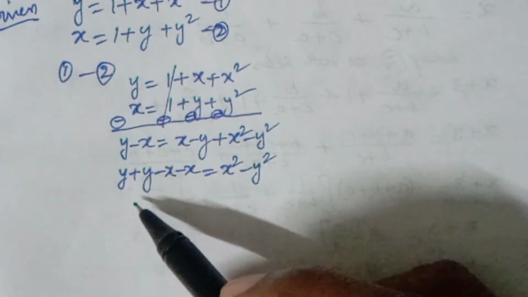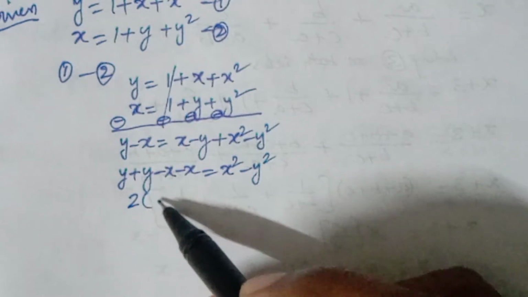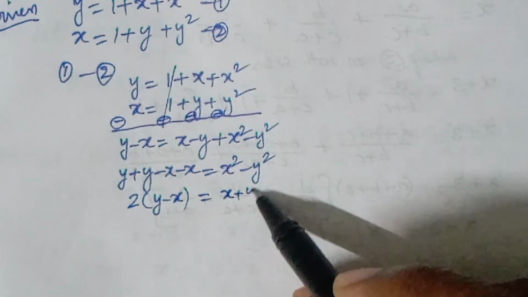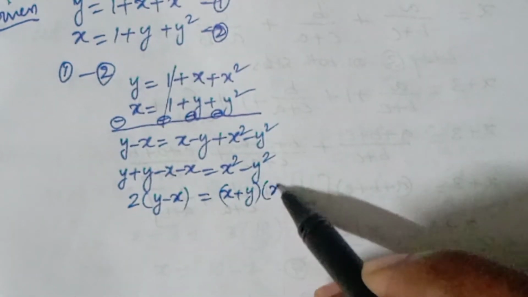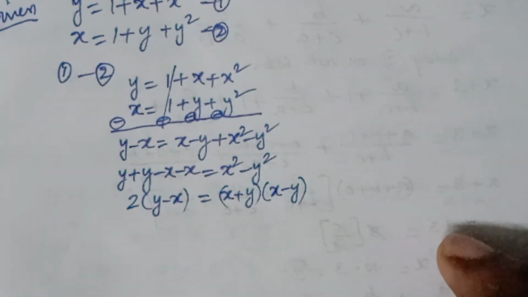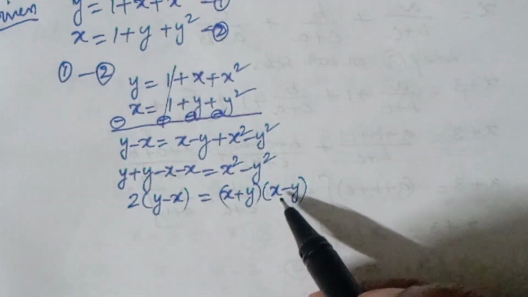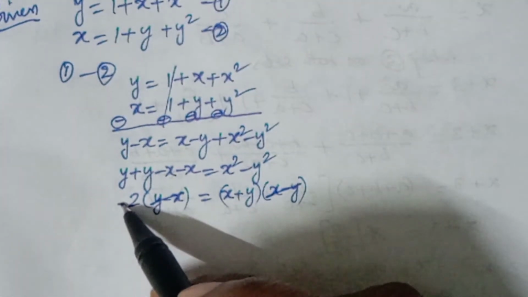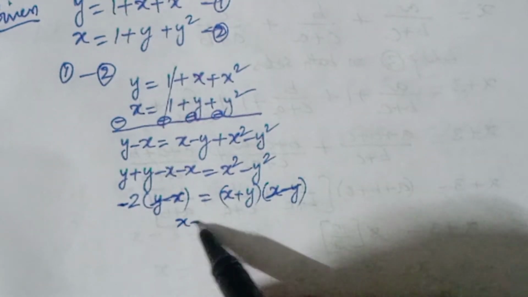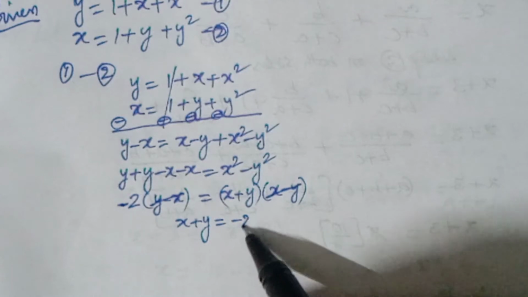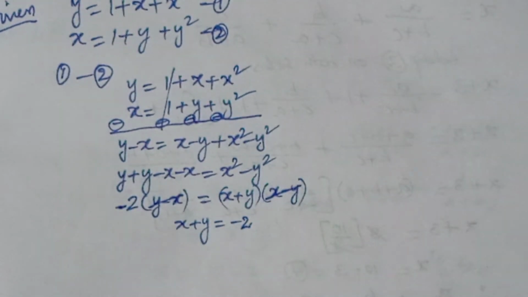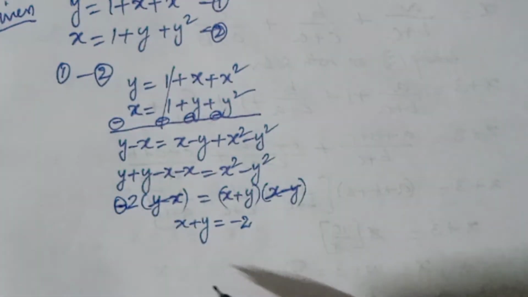So here you can write 2 into y minus x is equal to, using the a plus b, a minus b formula, x plus y into x minus y. So here you can cancel x minus y. If you take minus common, you can cancel x minus y on both sides, so you have to keep the minus. So x plus y is equal to minus 2.